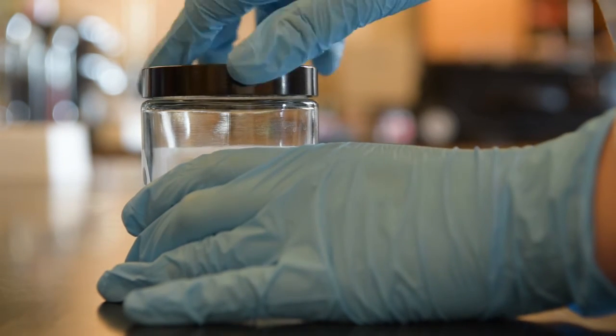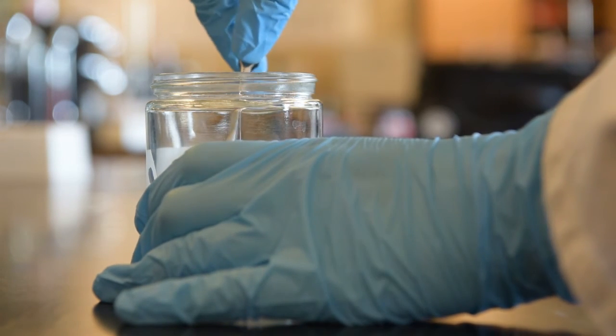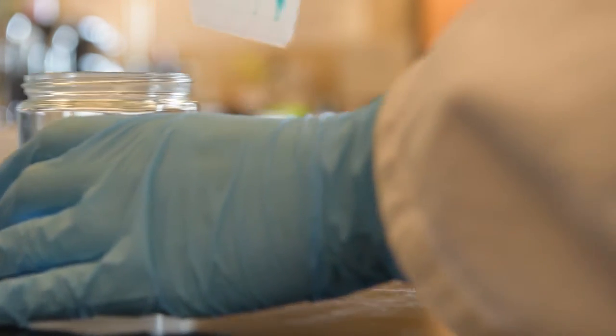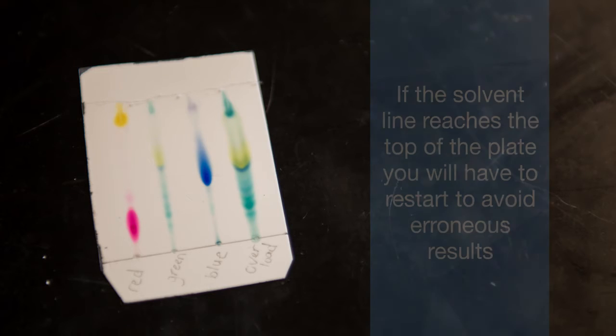Once you see this, open the jar, remove the TLC plate with tweezers, and set it on the lab bench silica gel side up. It is important that you do remove the plate in time. If the solvent line reaches the top of the plate, you will have to restart. If the solvent reaches the top of the plate, the solvent will no longer be migrating, but the compounds will be. This will lead to erroneous results.